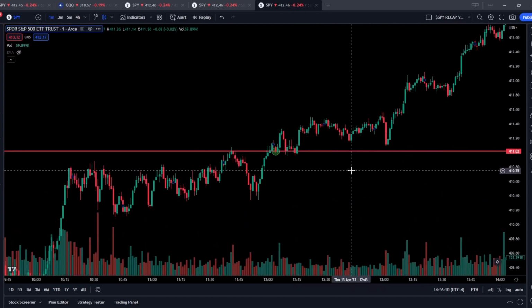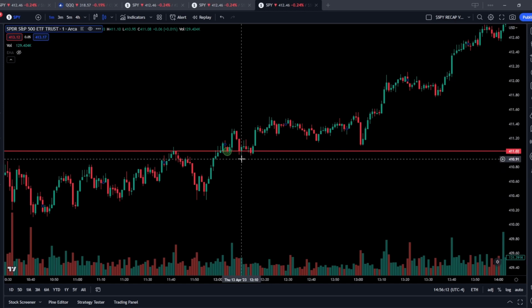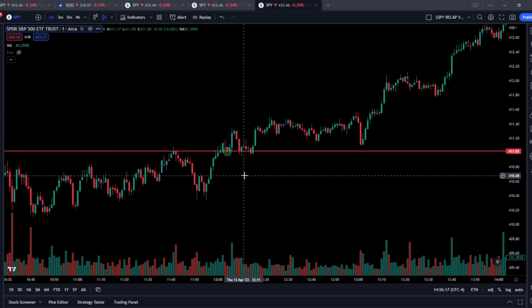Okay? So these are just two very quick examples I found on some very recent days on SPY. Okay? There are tons of examples if you want to go dive into the chart.